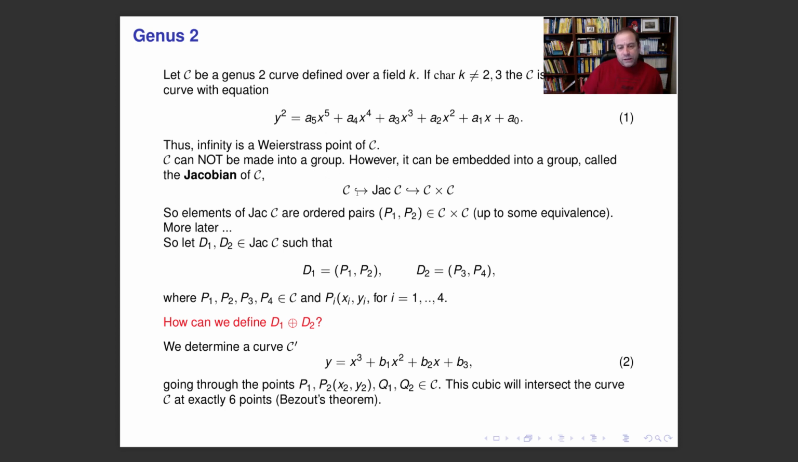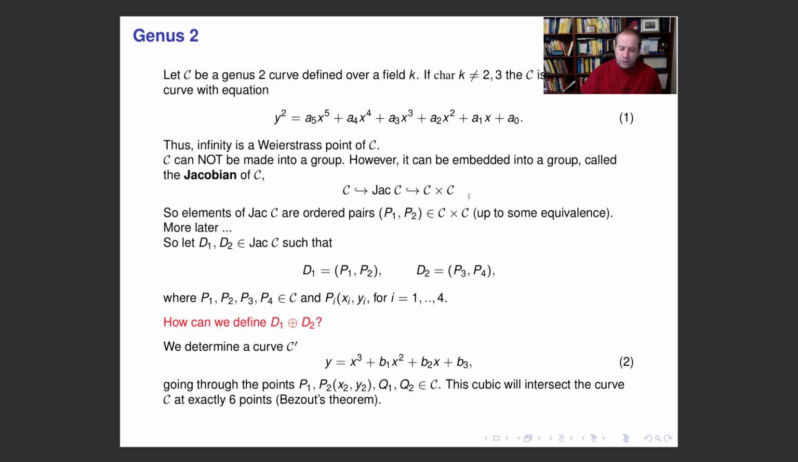So what is really the Jacobian? You take C cross C, the Cartesian product of the curve by itself, and then you have some linear equivalence relation defined there, and the Jacobian is the quotient map of that equivalence. I'll say more about this later.